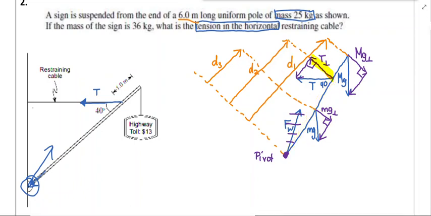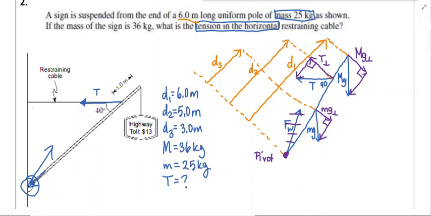And last but not least, I'm going to have a torque from big MG perpendicular times this distance here. Okay, so we want to look at the L's. All right, so the only other thing that I personally prefer to do is I like to do a list. So I'm going to pause the video and make my list. All right, here's my list. I've got all my distances labeled.